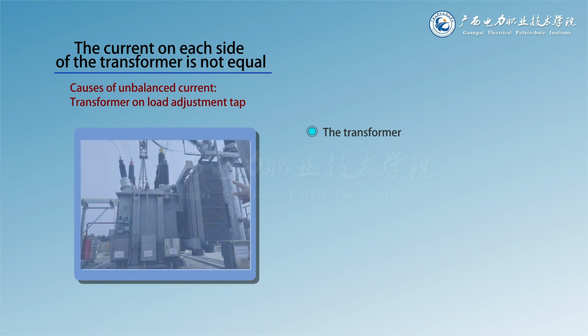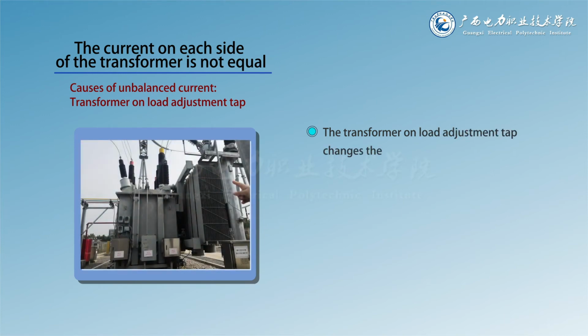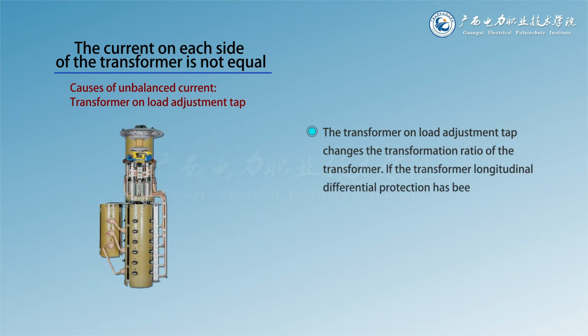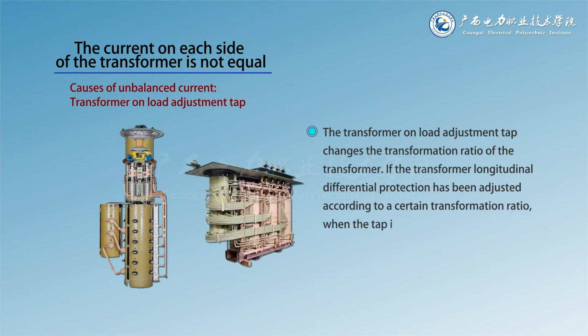The transformer on-load adjustment tap changes the transformation ratio of the transformer. If the transformer longitudinal differential protection has been adjusted according to a certain transformation ratio, when the tap is changed, a new unbalanced current will flow into the differential circuit.